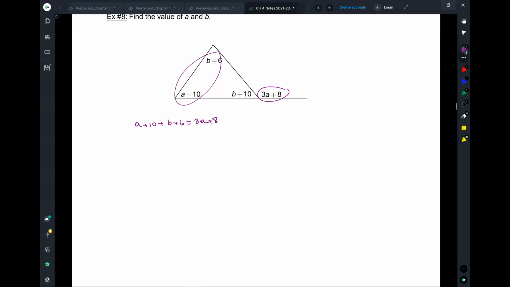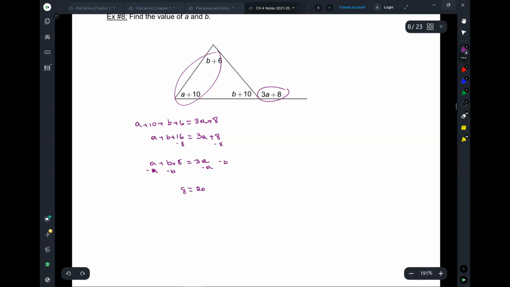Okay, let's simplify that a little bit. Let's see what we got here. A plus B plus 16 equals 3A plus 8. So let's see, I'm going to subtract 8. So 8 is equal to, and then I'm going to move everything to the other side. A plus B plus 8 is 3A, minus A, minus A, minus B, minus B. So 8 is 2A minus B.